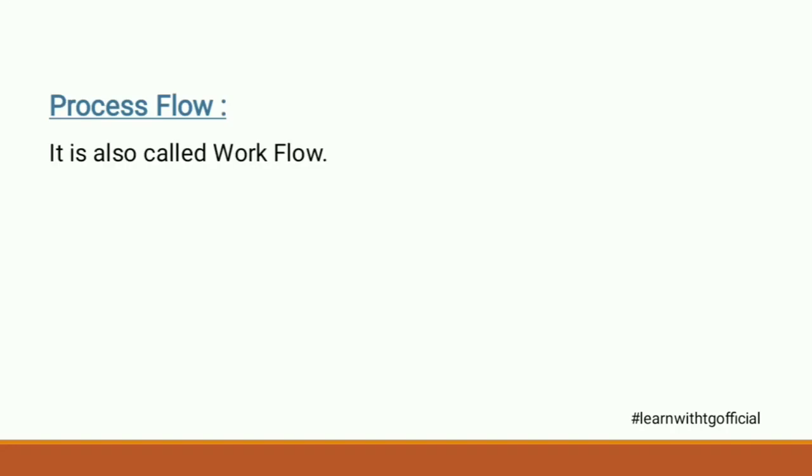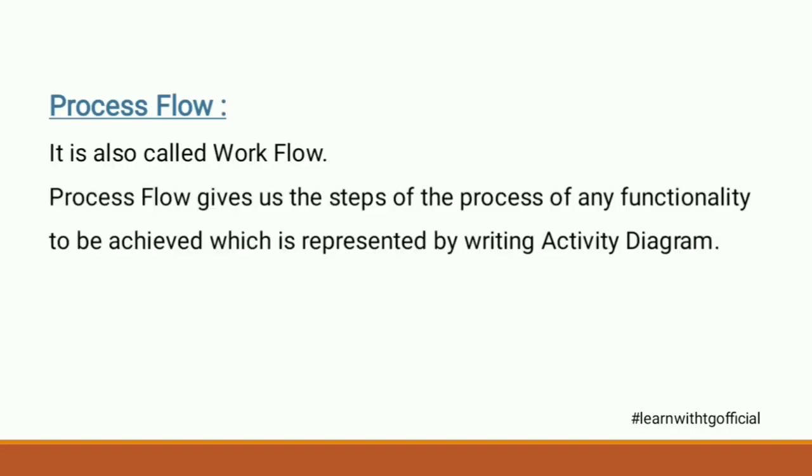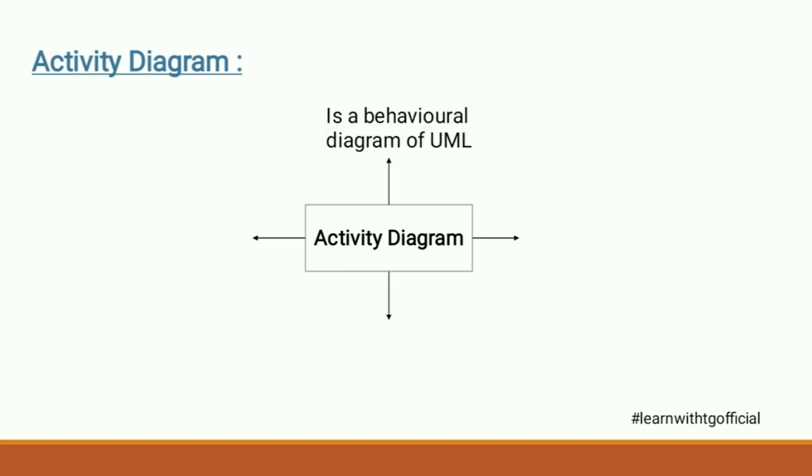Process flow is also called workflow. It gives us the steps of the process of any functionality to be achieved. It is represented by writing an activity diagram in Unified Modeling Language. Coming to the activity diagram, it is a behavioral diagram of UML.